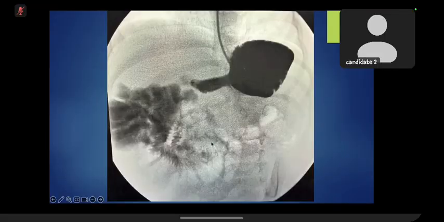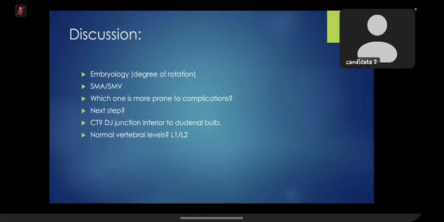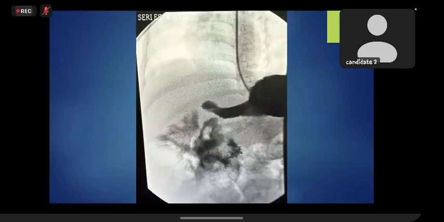During the embryonic period, at about 10 weeks, the bowel becomes outside of the umbilicus, which is a physiological hernia. It should be rotated 270 degrees about its axis. If this rotation is not done very well, it will result in malrotation.